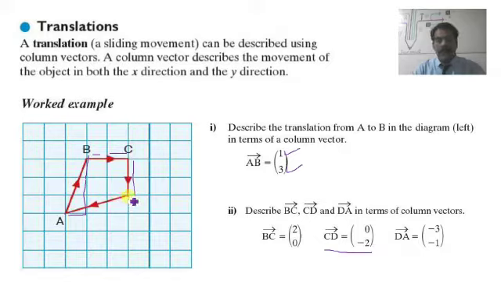Now we have to find out vector DA. In order to reach point A from point D, first we have to move in the left hand direction, 1, 2, 3 steps to the left and then 1 step in downward direction. That is why this value is written in the column vector as -3 because it is moving in the left hand direction, and then -1 because it is going in the downward direction. Simple Cartesian sign of graph has to be followed here.